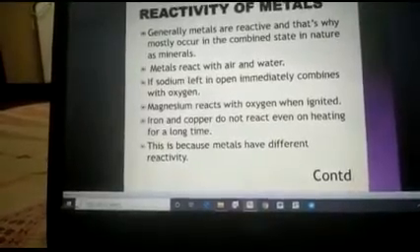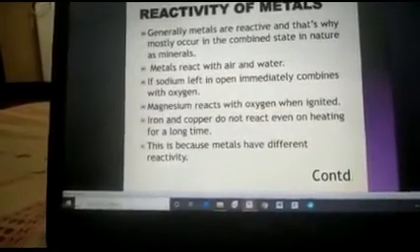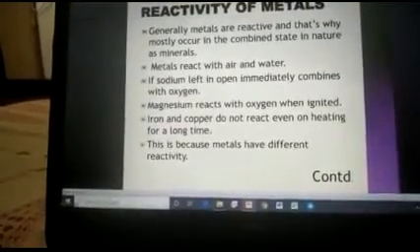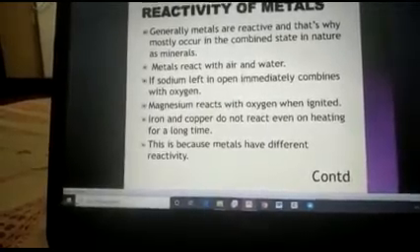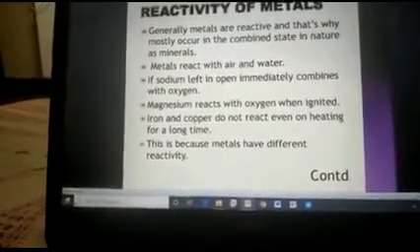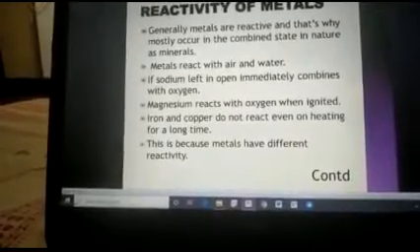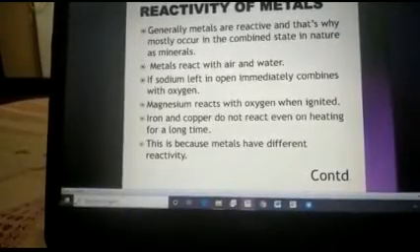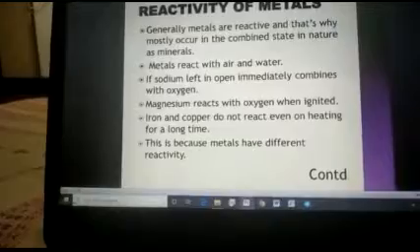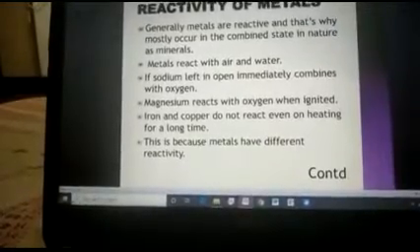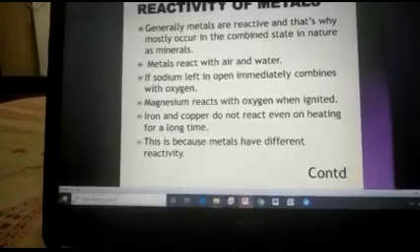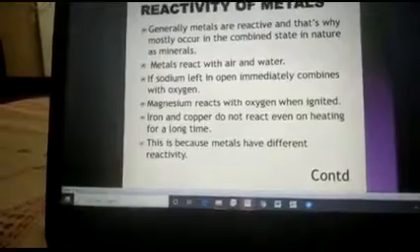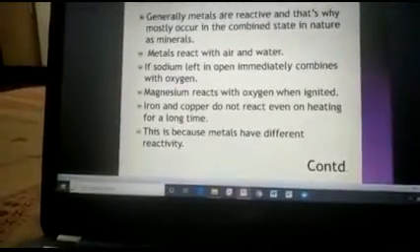Yes, students, like iron is present in the form of iron oxide, calcium oxide, magnesium oxide, etc. These are all examples that metals are not present in nature separately. If we want a particular metal, we have to extract that metal from its ores. These compounds in which metals are present are known as ores. O-R-E-S, ores. Okay, students?